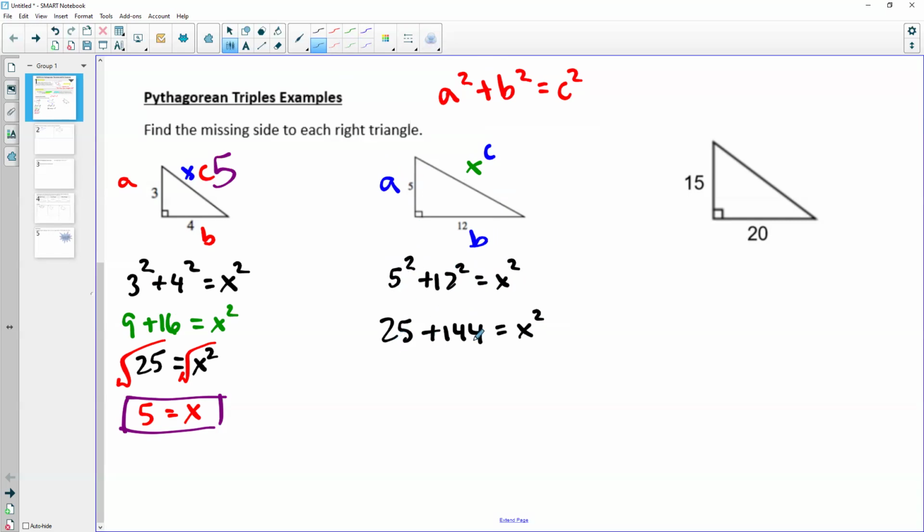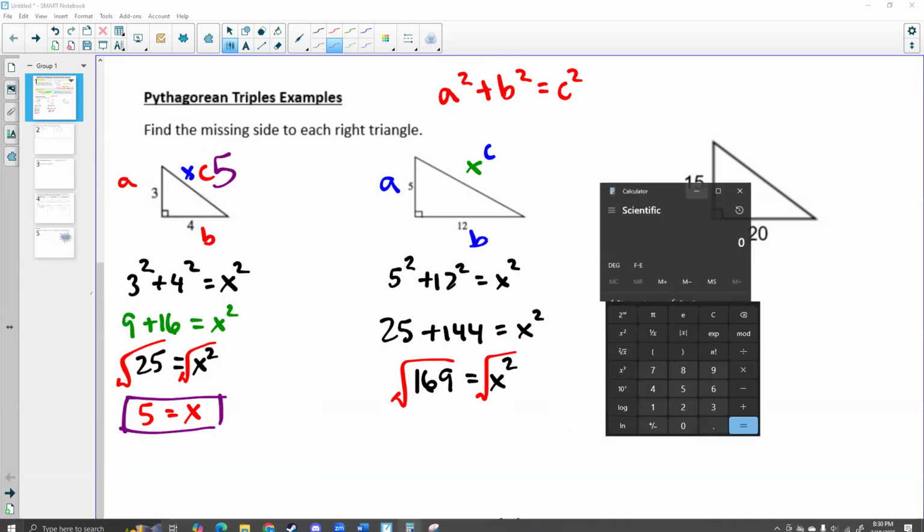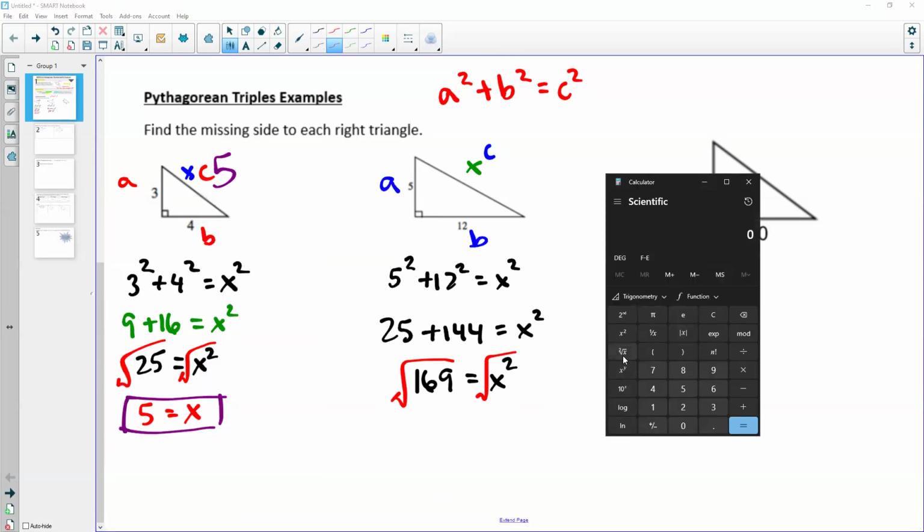So what we do now is we add 25 and 144. That gives us 169 is equal to x squared. And in this case, we would square root. And when you square root, one thing that needs to be noted here is that sometimes it's going to give you a nice whole number. Sometimes it's not. So realistically, what you would be doing here is just check. Before you start doing the little factor tree and simplifying the square root, check.